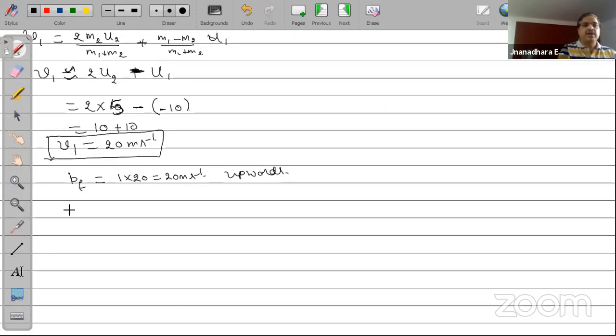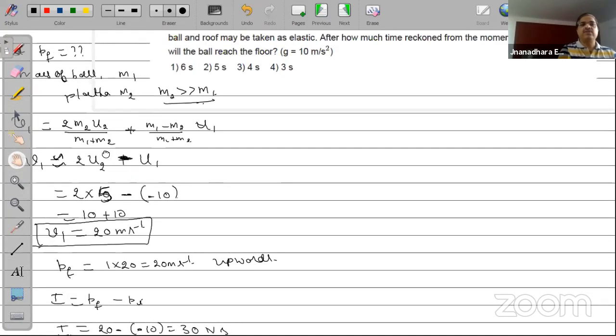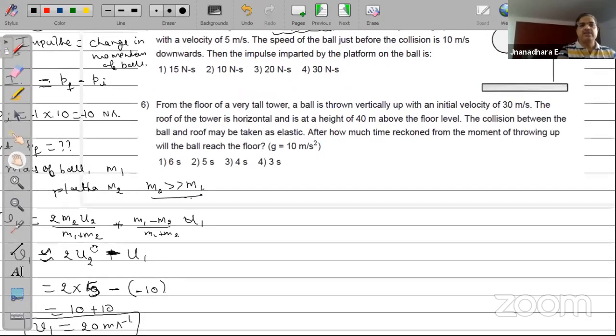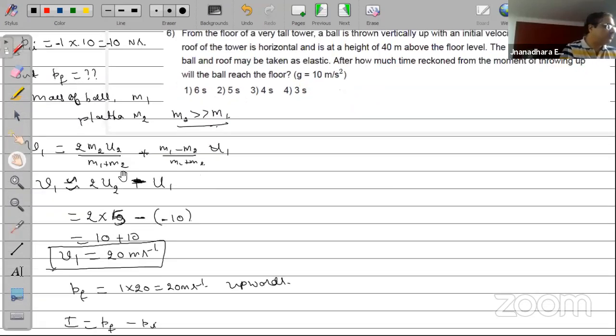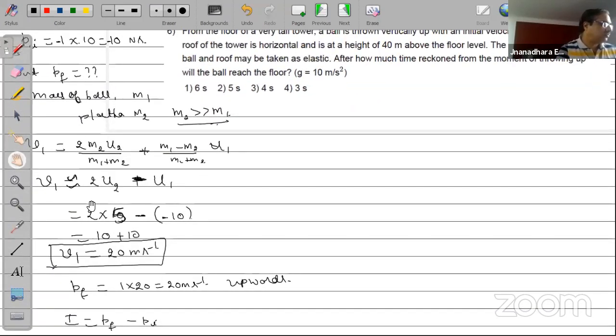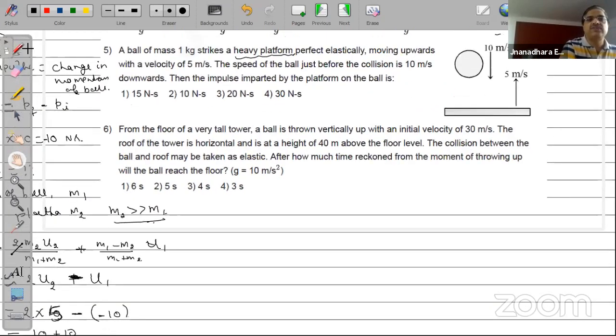Impulse I is equal to PF minus PI, which will be 20 minus of minus 10, and therefore it turns out to be 30 Newton second. So the impulse will have an answer of 30 Newton second. Do we have that option here? Yes, we do. That is the fourth one. So the answer to this fifth question is this.